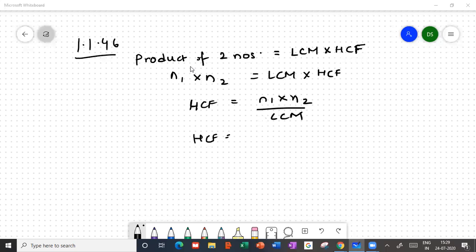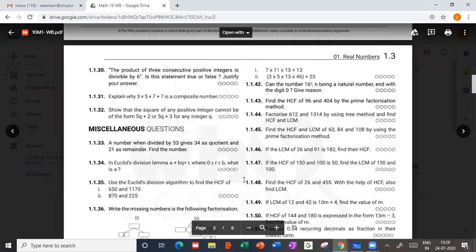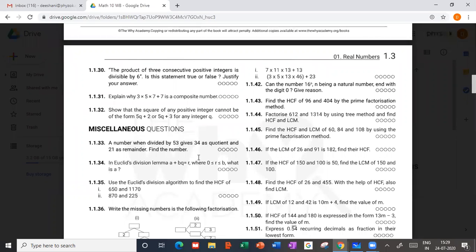So what will this be? It will just be 26 into 91 by 182. So the answer is 30. Yes, 30. Cool. So this was an easy question. Let's do some difficult ones now.